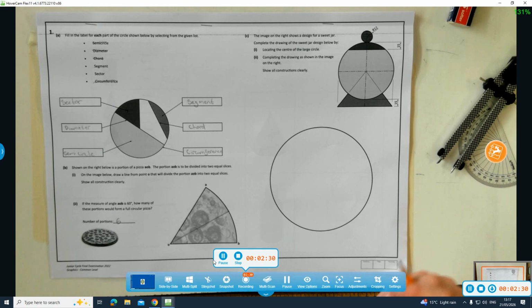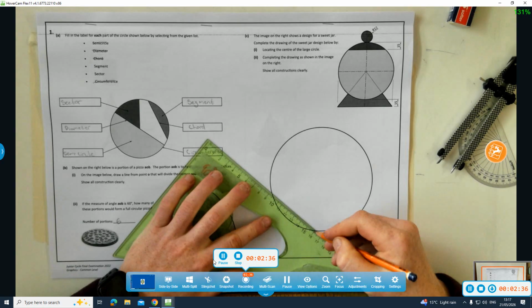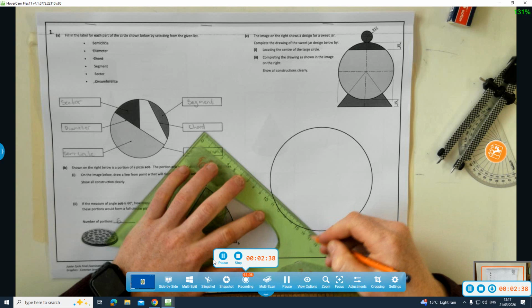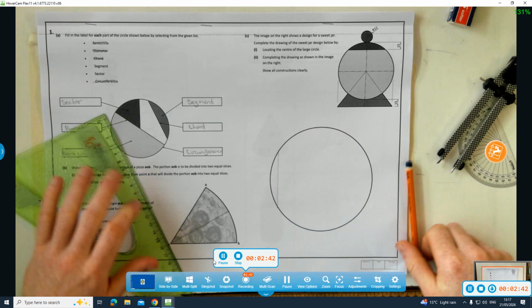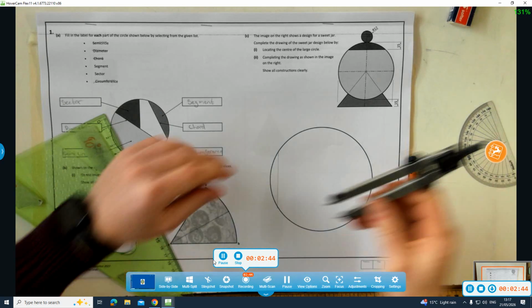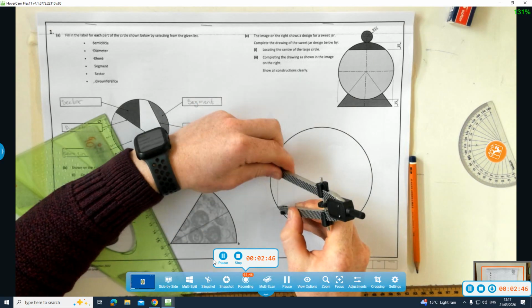The image on the right shows a design for a sweet jar. Complete the drawing of the sweet jar below: locate the center of the large circle, and complete the drawing. Alright, this has come up a good few times in exam papers, right? To find the center of a circle, we need to do chords. So we need to do 2 chords and bisect them.